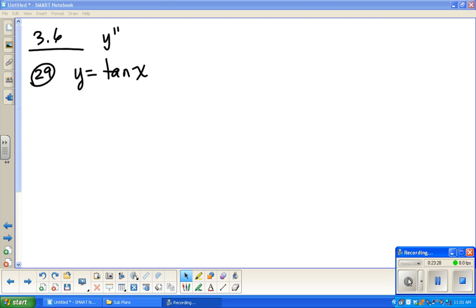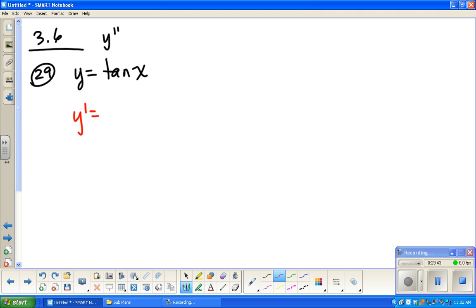All right, so this is from the next assignment. This is number 29. And the first question is, why is this even in this section? This is supposed to be about chain rule, and the derivative of tangent is not a chain rule. It's not a function inside of a function. So what's the derivative of tangent? Okay, but are we done?